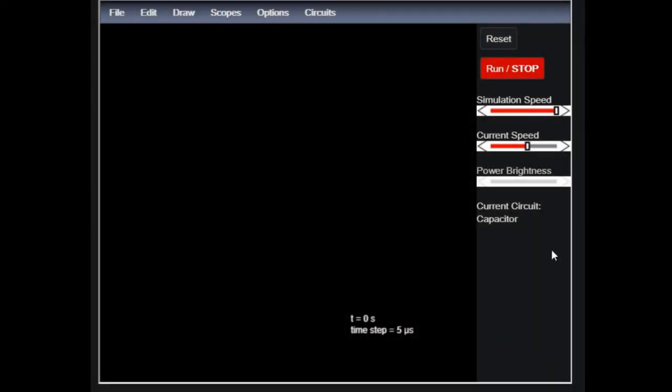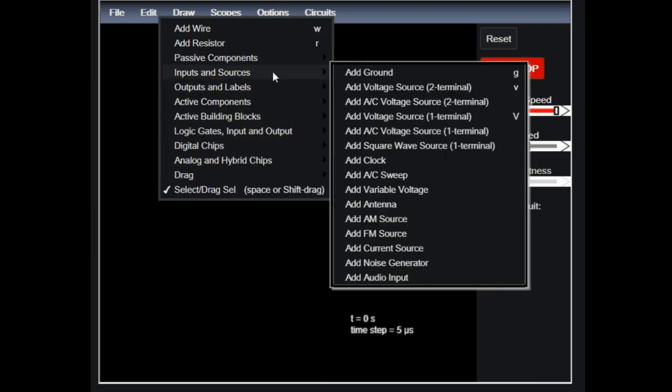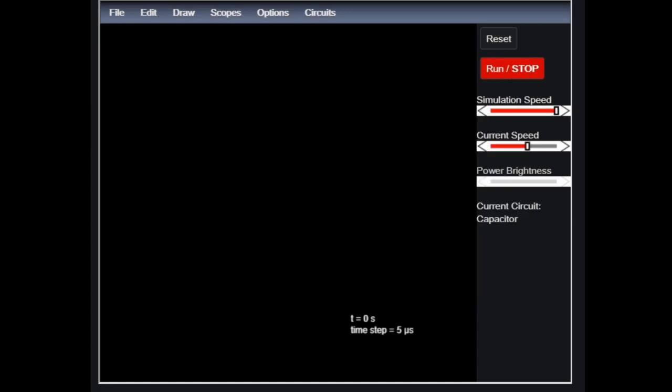Today, I'm going to explain about the construct circuit of our project and the simulation of the circuit. We're using the FastTech simulation at fasttech.com to construct our circuit. So now we can put out the voltage source. We use the voltage source to terminal here.